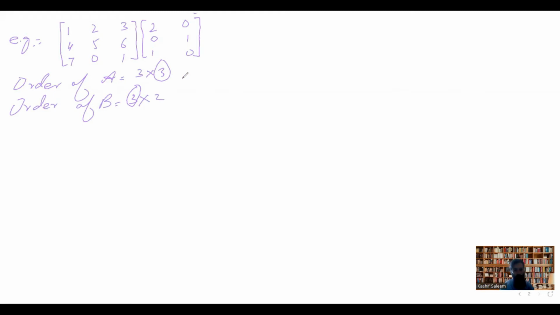Now what you have to do, if you want to find the order of the matrix AB, then this should be the order of the matrix AB. So our answer should be a 3 by 2 matrix. So now let's multiply and check whether it comes or not. So 1, 2, 3, 4, 5, 6, 7, 0, 1. This is 2, 0, 0, 1 and 1, 0.